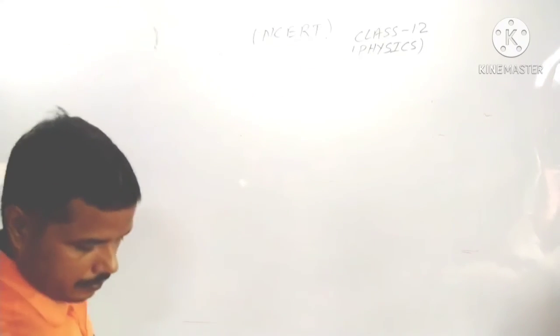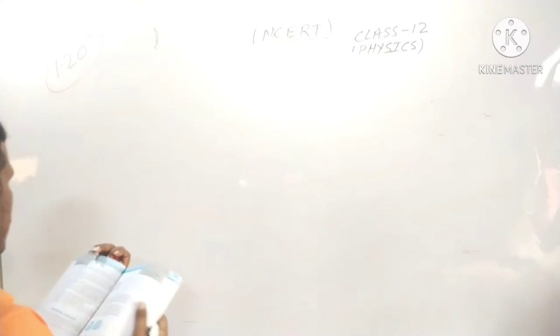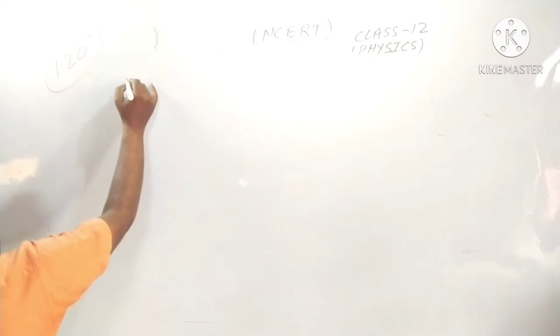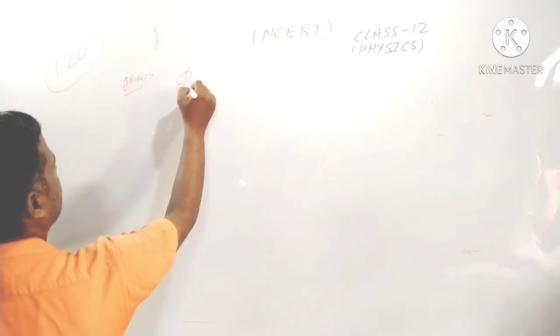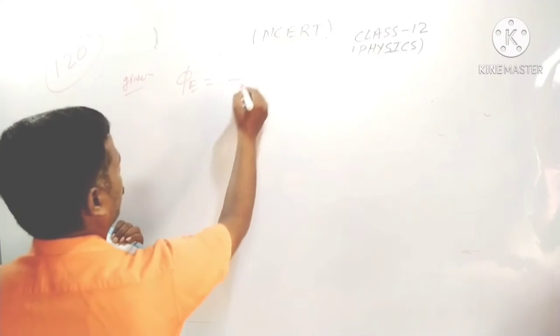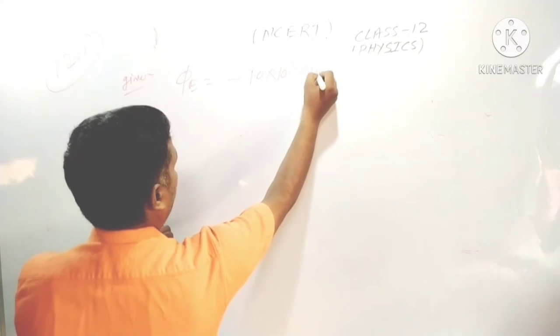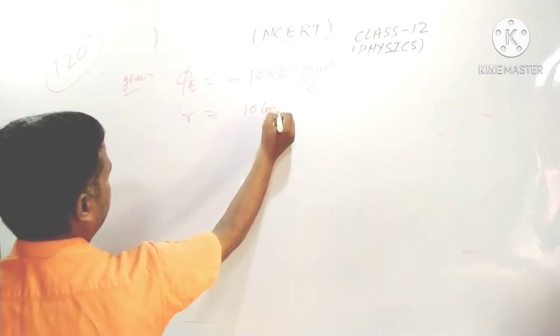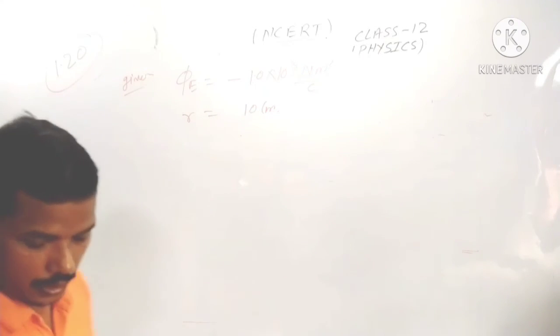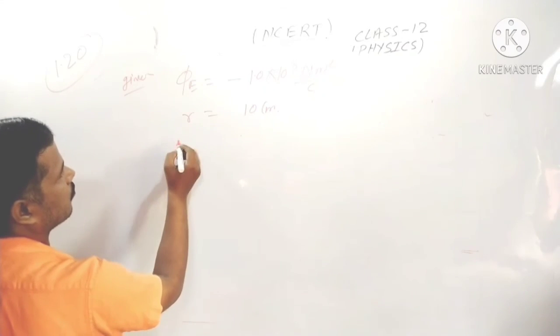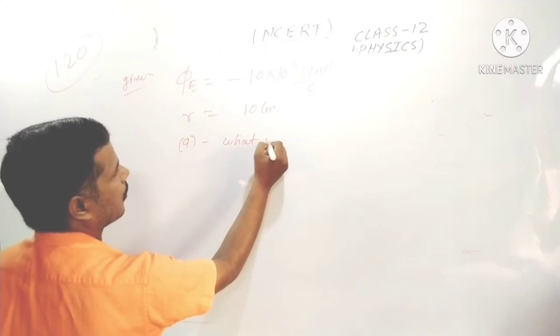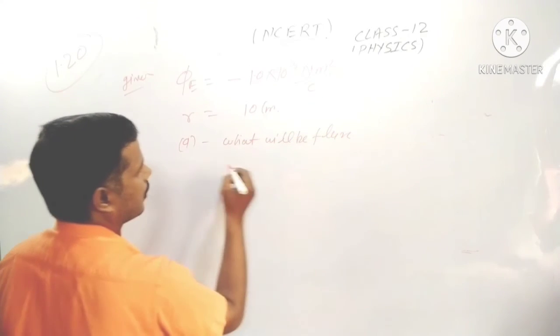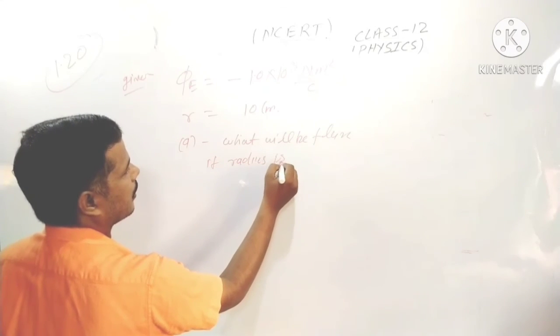क्वेश्चन इज, question says that electric flux is given, flux phi is equal to minus 1.0 into 10 power 3 Newton meter square by कूलम. जो स्फीयर का रेडियस है दैट्स वन इज 10 सेंटीमीटर. ठीक है. क्वेश्चन का फर्स्ट पार्ट पूछा है आपसे, व्हाट विल बी फ्लक्स इफ रेडियस इज डबल.